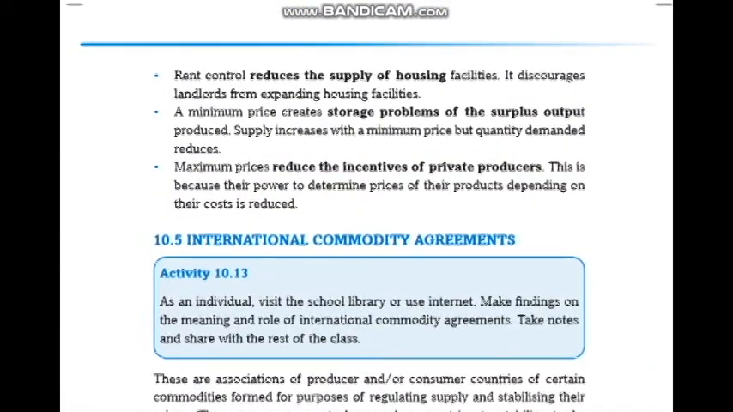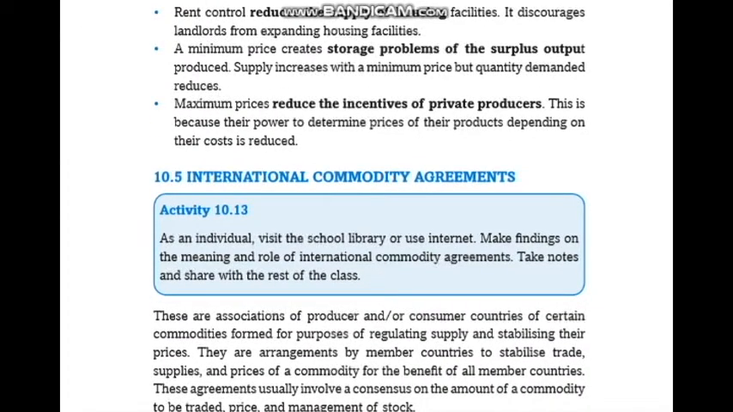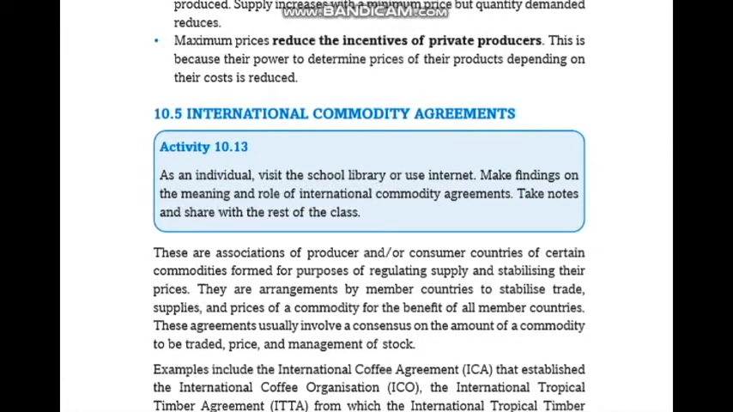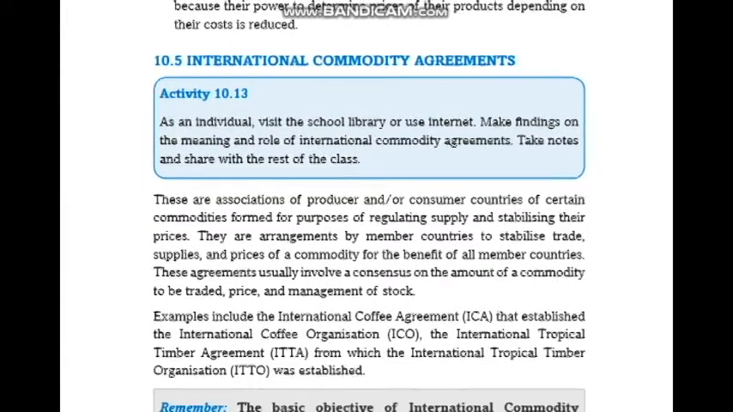Rent control reduces the supply of housing facilities. It discourages landlords from expanding housing facilities. A minimum price creates storage problems of the surplus output produced. Supply increases with a minimum price, but quantity demanded reduces. Maximum prices reduce the incentives of private producers. This is because their power to determine prices of their products depending on their cost is reduced.